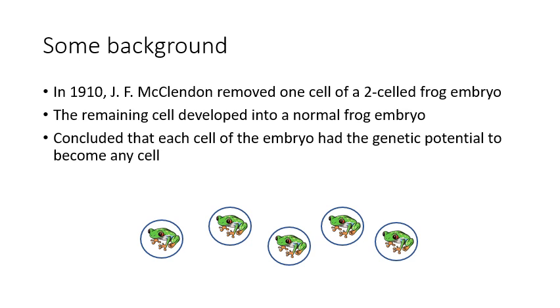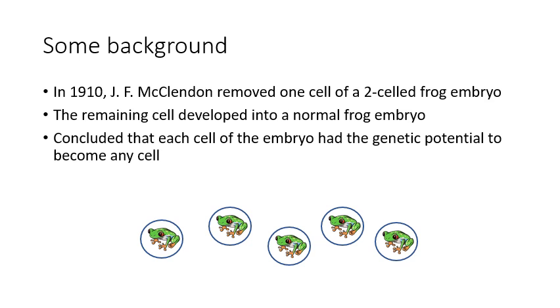In 1910, the scientist J.F. McClendon removed one cell of a two-celled frog embryo. So there was an embryo and it had just started to grow. It was made up of two cells. And so he just took one of those cells and removed it. So there was one cell left. And he let that remaining cell grow. And he found that that remaining cell actually developed into a normal frog embryo.